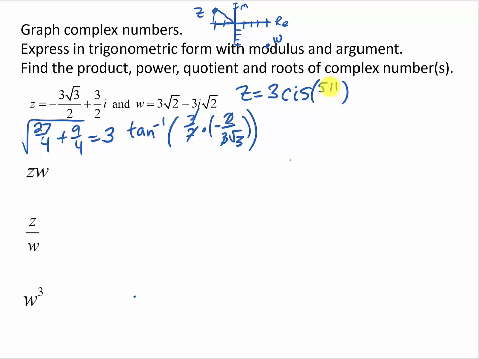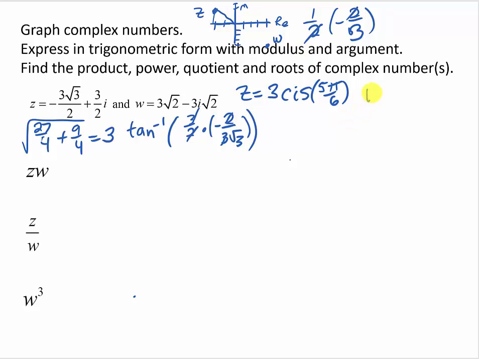So 5 pi over 6. Because if we figured out for 5 pi over 6, the sine is 1/2, and the cosine is negative square root 3 over 2, and when I flip it over to simplify, you can see I get exactly what I needed. Okay, so there we've got Z. Now let's figure out W.